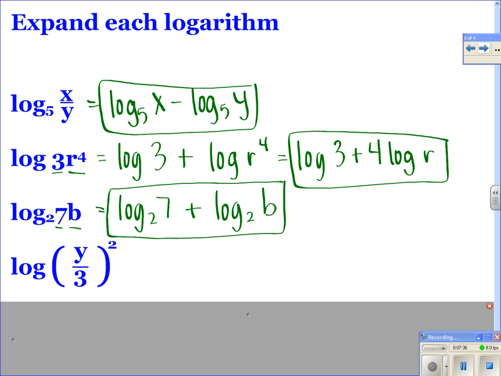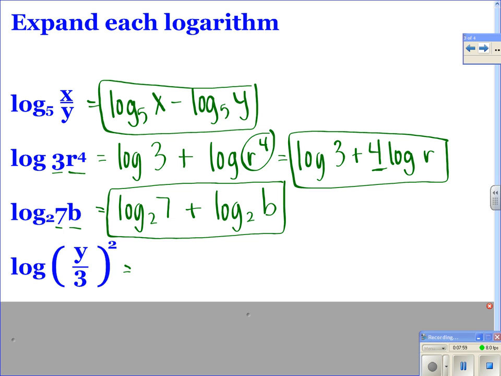Now notice on the second one that we did, the exponent was only on the r. So the 4 was only in front of that log with the r on it. This one right here, the next one we're going to do, everything is squared. So both logarithms are going to have a 2 in front of them because the y is squared and the 3 is squared with those parentheses.